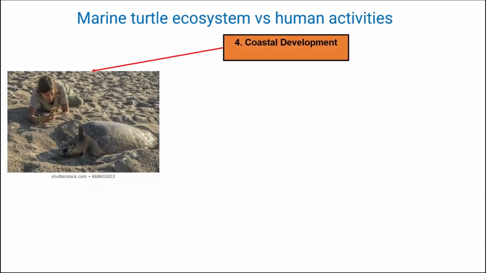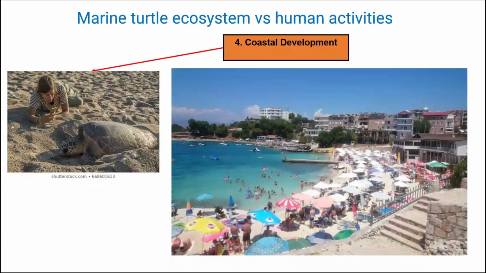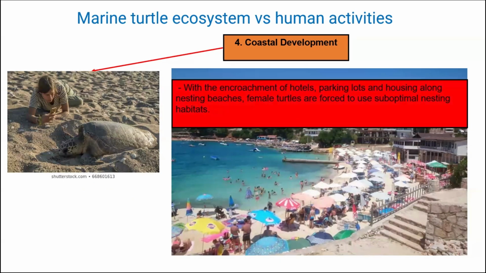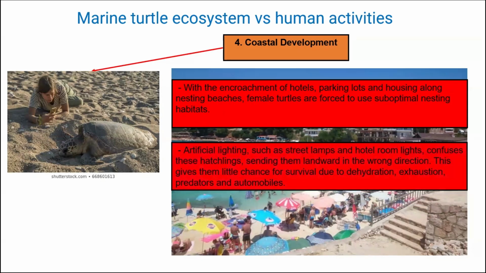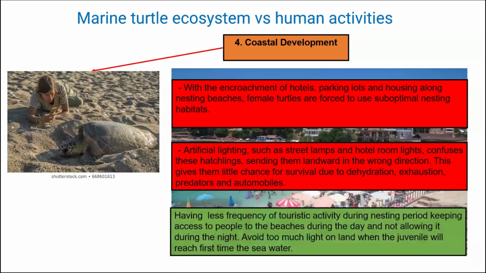So, coming to coastal development, it is another threat to populations of marine turtles, especially nesting habitat. This is a picture from one of our beaches in Albania, a highly touristic one. What happens here is that the turtle does not have optimal nesting habitat in which to lay the eggs. And when the hatchlings come out, artificial lighting from the street lamps, hotels, and bars will confuse them and direct them in the wrong direction, causing dehydration, exhaustion, and problems with predators, or even automobiles.